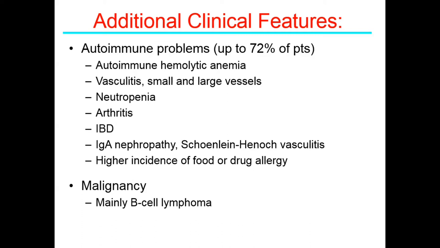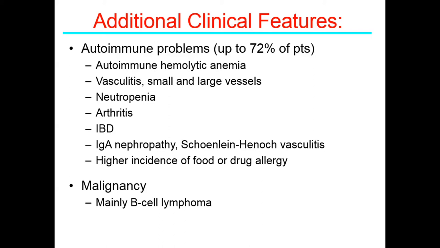And that is a whole list of autoimmune problems. Almost 3/4 of the patients, when they get old enough, will develop hemolytic anemia, which is the most frequent one, but also vasculitis of the small and large vessels, neutropenia, low numbers of white counts, arthritis, inflammatory bowel disease, and especially in Japan, there is a high percentage of patients who develop IgA nephropathy, and they look like Henoch-Schonlein vasculitis. They also have a higher incidence of food and drug allergies, and that's really a problem for some patients with Wiskott-Aldrich syndrome. And then, of course, mainly B-cell lymphoma is a problem for these patients.